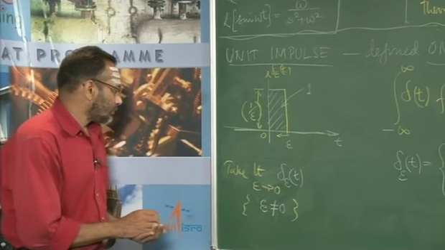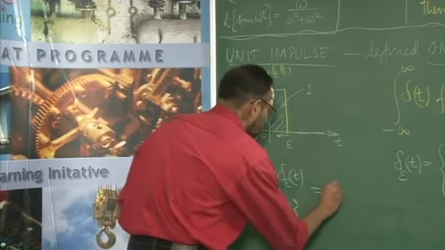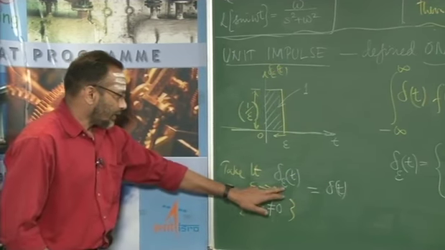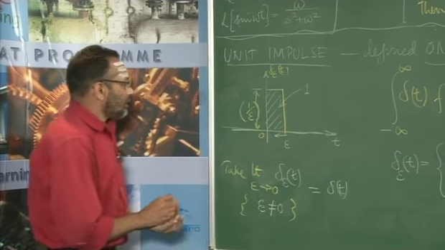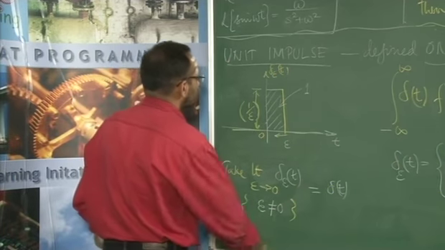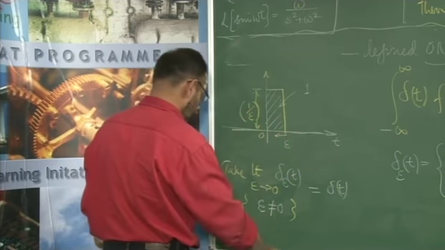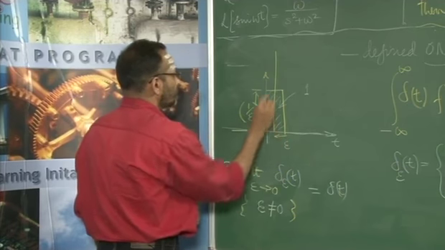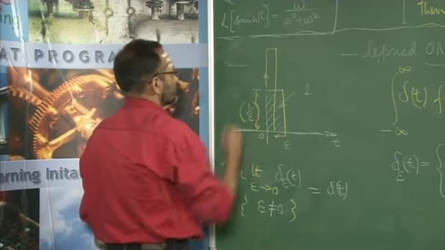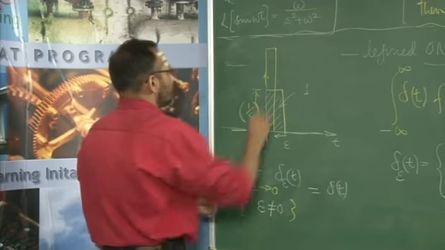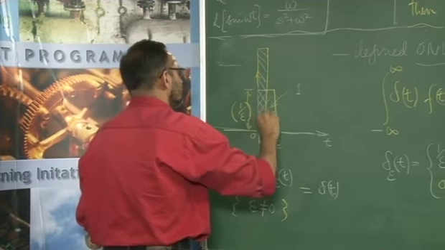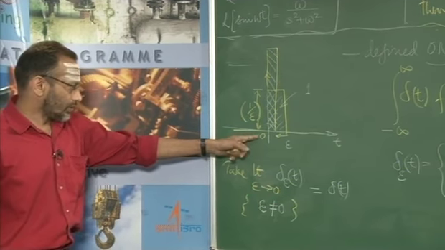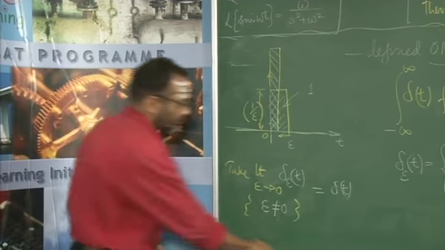Now, what happens when you do this is, it becomes what is called as delta of t. So, that is what we are doing here. We are letting epsilon go to 0, which means if I were to take half of this, the height here would become twice. And again this area is still 1. All right. So, this is one way of realizing what is called as the unit impulse function.